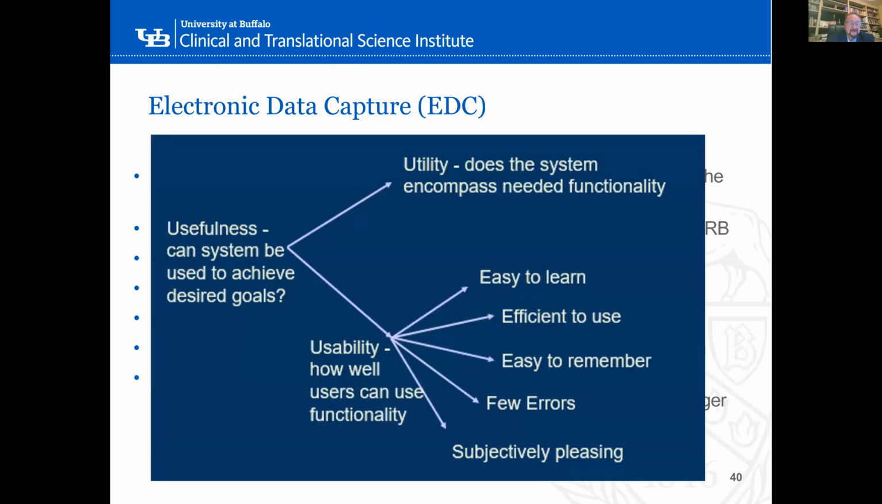So usability is an important part of this. And if you look at the usefulness of the whole system, there's the utility of the system, but there's also the usability, and that is about being easy to learn, efficient to use, easy to remember, few errors, and yes, being subjectively pleasing. If people identify with it and like using it, they'll be more likely to use it.